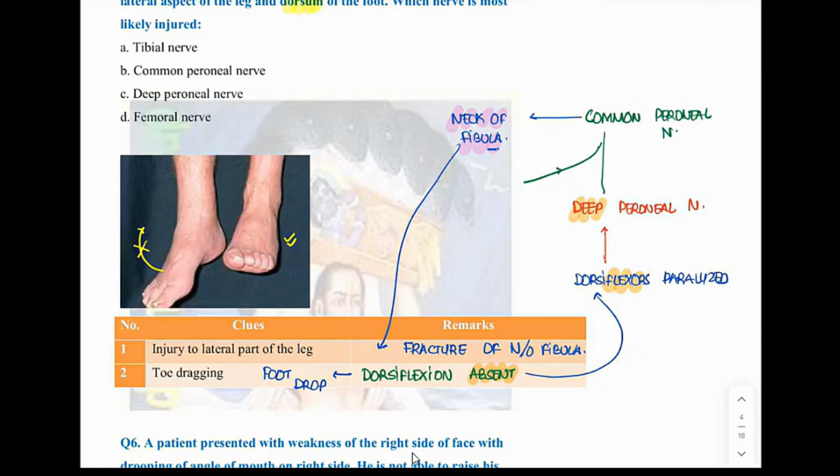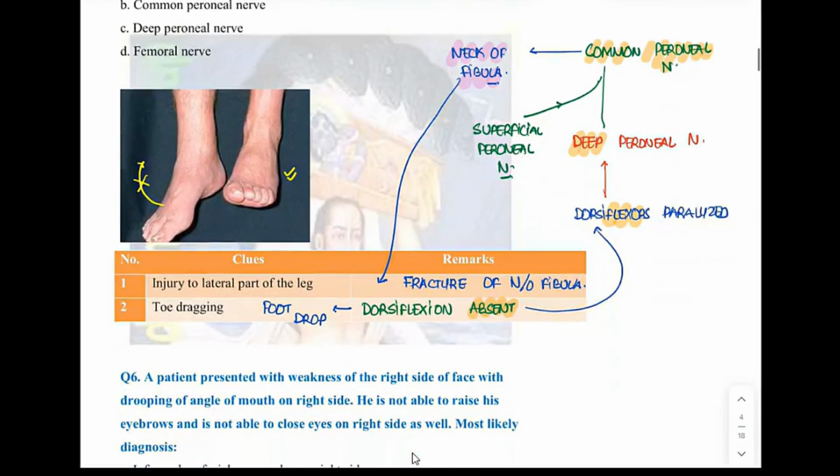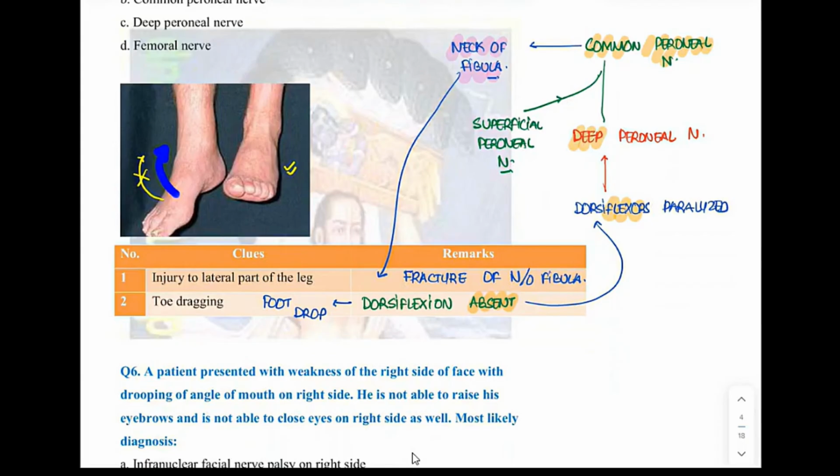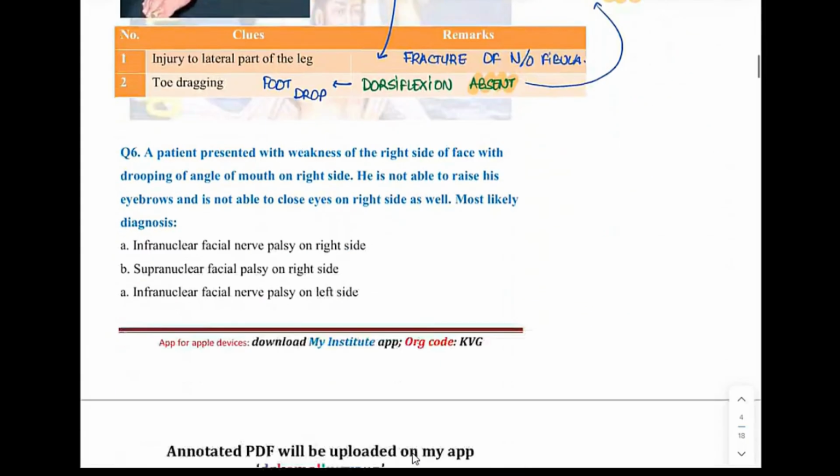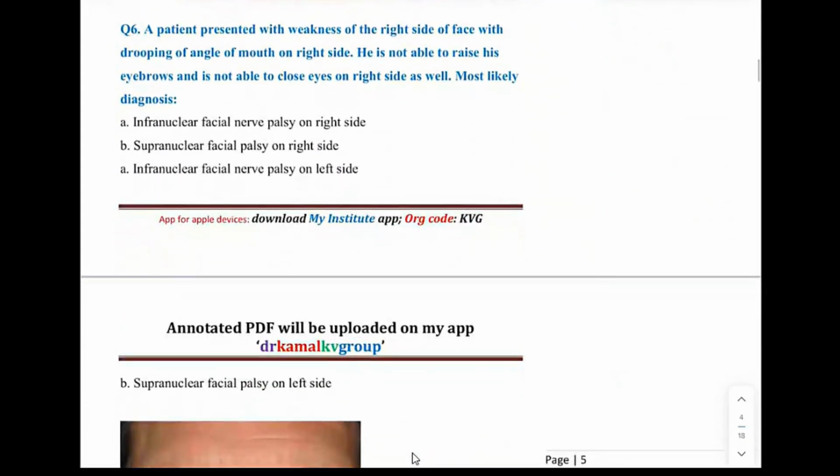The other branch is obviously the superficial peroneal nerve, but it supplies the everters of the foot. Okay, so this is how you have to solve this question. And in clinical practice, the parent nerve is commonly paralyzed rather than isolated paralysis of the deep peroneal nerve. And this is how the patient will present, unable to do the dorsiflexion movement. The next question: a patient has weakness of the right side of the face.